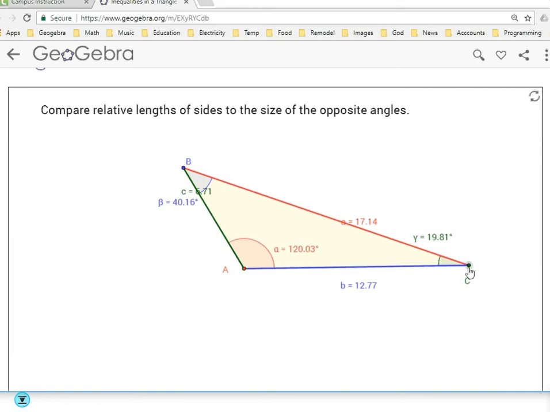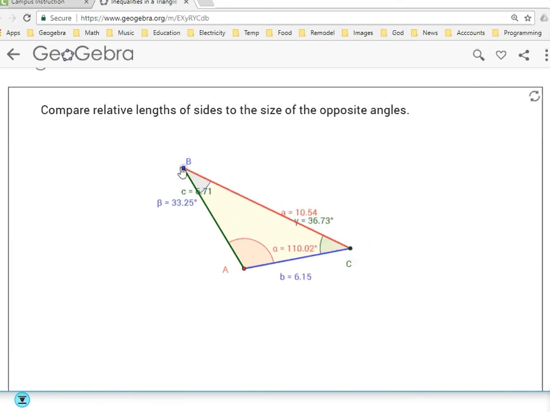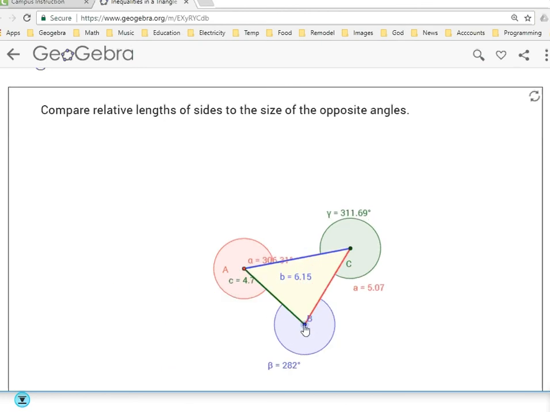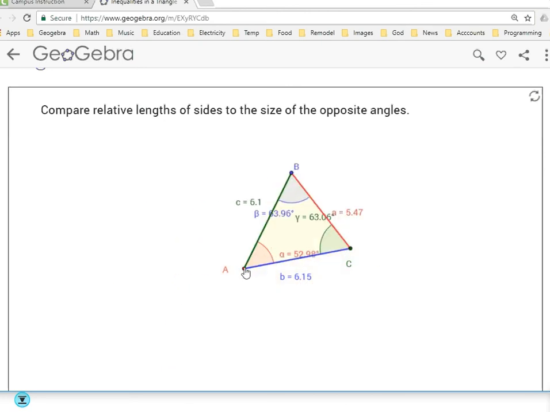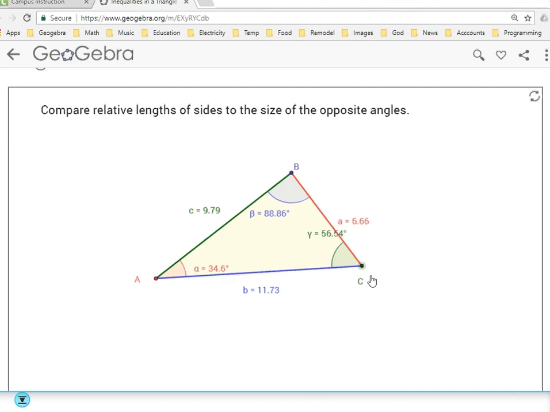That's all you need to know for this lesson. That's what I was saying. It was a pretty simple lesson. So opposite the biggest angle is always the biggest side, and vice versa. Same for small.